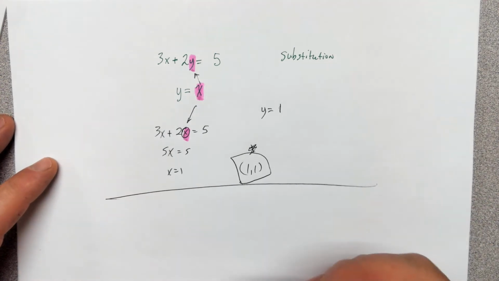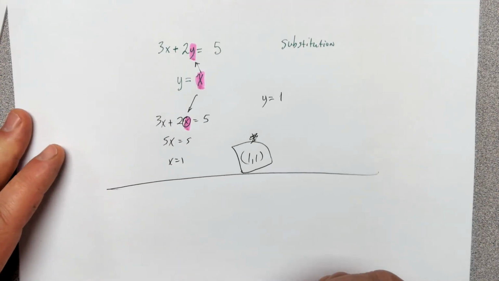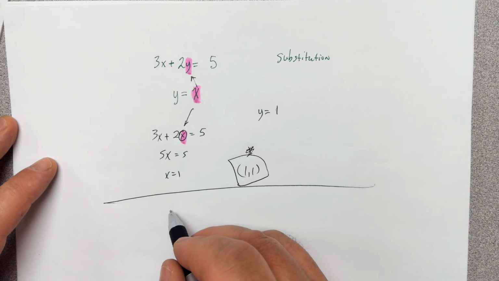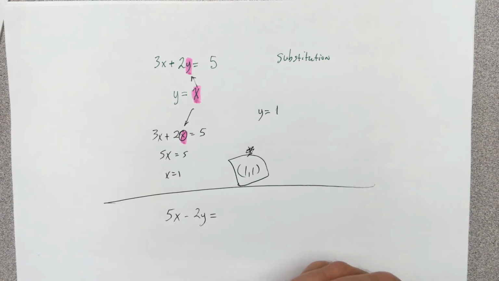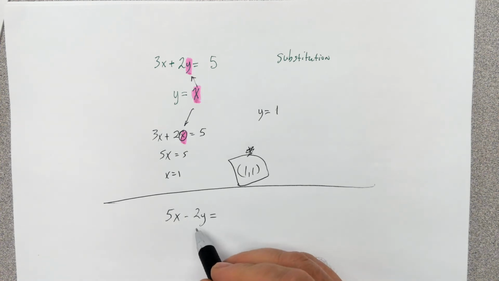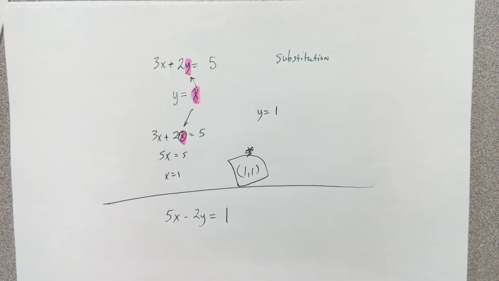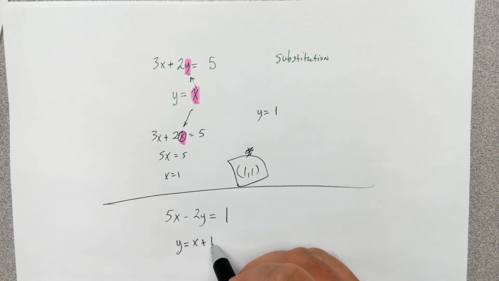Let's try another one. Let's do 5x minus 2y equals 1. Let me make sure. I'm making it up in my head as I go. I'm tired, so I don't want to make something stupid. So let's see. Yeah, that's right. So that's 1. And then let's do y equals x plus 1. Yeah, let's try that.